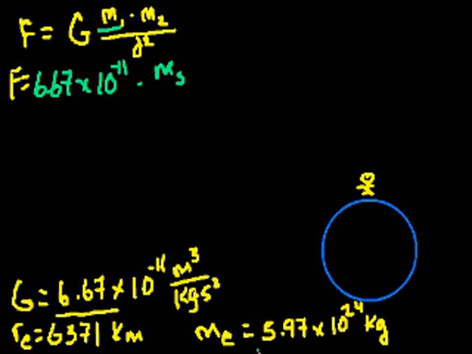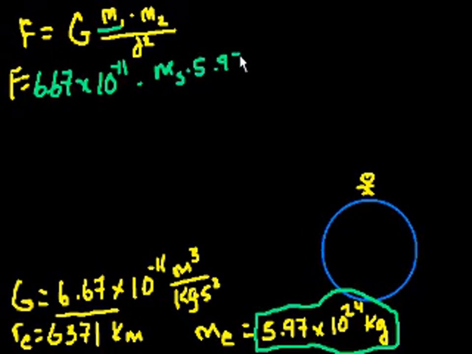And I wrote that here. I looked it up on Wikipedia. This is the mass of Earth. So I multiply it times the mass of Earth, 5.97 times 10 to the 24th kilograms. It's a little bit more massive than Sal. Divided by the distance squared.